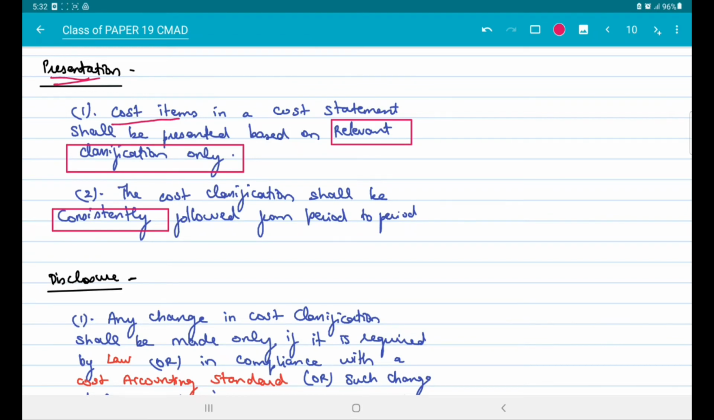You should not show direct as indirect, indirect as direct. Same way, anything fixed, variable, semi variable cost, or whatever, batch cost, product cost, joint cost, contract cost, any cost as per the basis you have to follow when it comes to disclose or present in your cost statement. And please consistently you should follow. You should not change from period to period. It should be consistently followed.